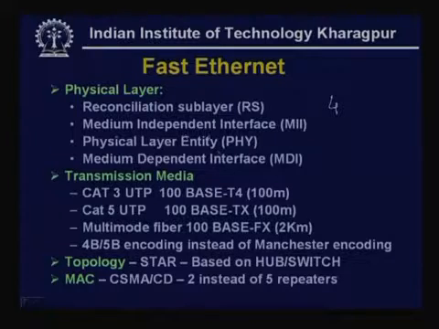Then it has a physical layer entity, which is essentially that medium independent layer that is being used in Ethernet. Then of course, you have the medium dependent interface, which depends on the medium that is being used, and here are the different mediums supported by fast Ethernet. So, it can use Cat3 unshielded twisted pair, it can use Cat5 unshielded twisted pair, and also it can use multimode fiber. And so far as the topology is concerned, it supports only hub or switch.